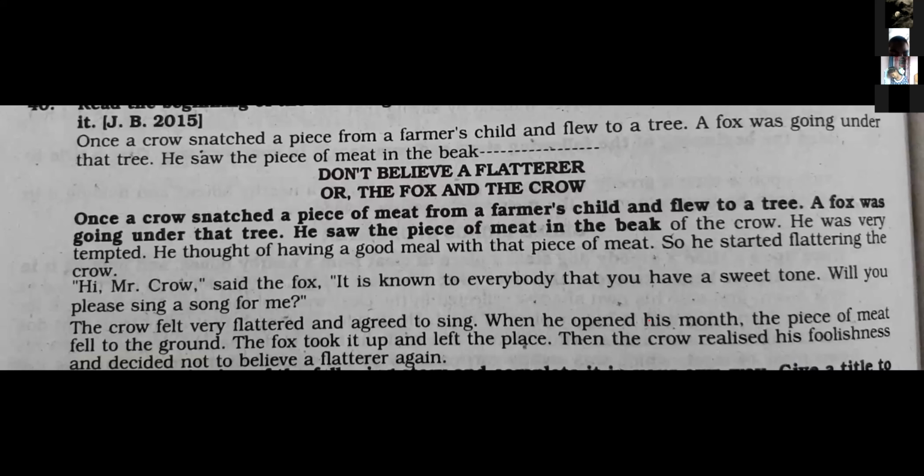So your today's homework is you will write. First you will memorize this story with spelling and write it in your copy and submit it to me. Your homework is this story writing. Okay? Clear everyone? Okay, miss.